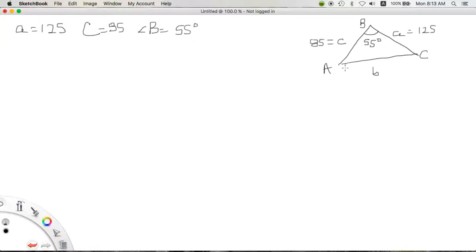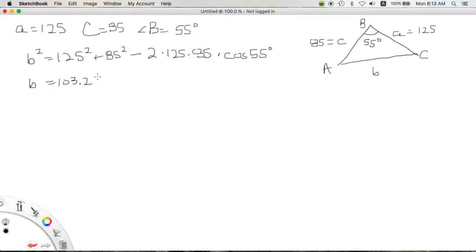Now we can use law of cosines. So we've got side, angle, side, and we can use our law of cosines. So we plug this in. The first thing we want to do is find the side that we're missing. So we have b squared is 125 squared plus 85 squared minus 2 times 125 times 85 times the cosine of 55 degrees, which gives us that b is 103.25.